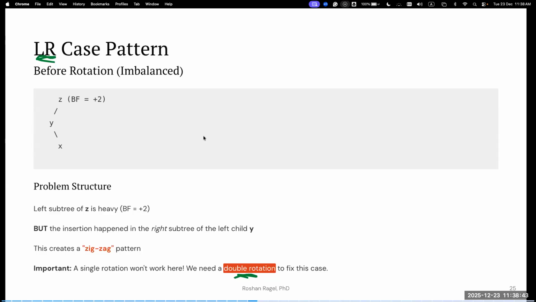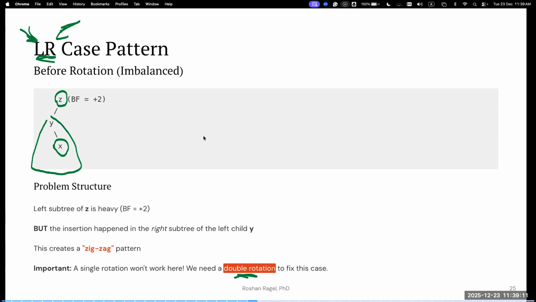so left subtree, right node. I think earlier I mixed it up. Sorry about that, I'll fix that. So the cause of this imbalance is the left subtree, but in the left subtree, it's the right node that is causing it. So that's the case: left subtree, right node. Right? That's how it causes the issue.